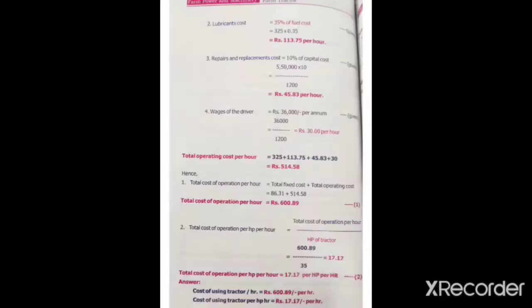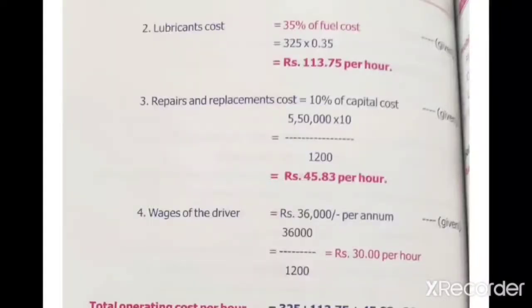Now the next cost is lubricant cost, and that is taken as 35% of the fuel cost. The total fuel cost is already calculated, that is 325 rupees. So 325 into 0.35, so the total cost will be 113.75 per hour.